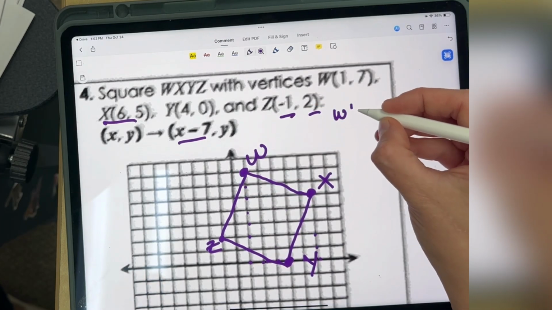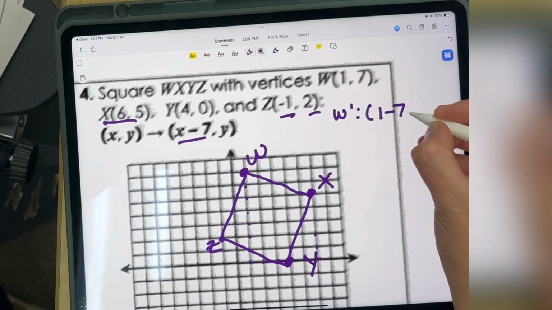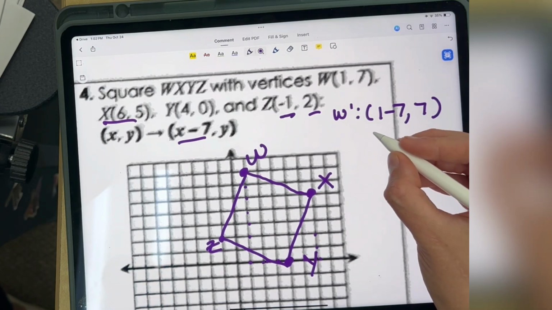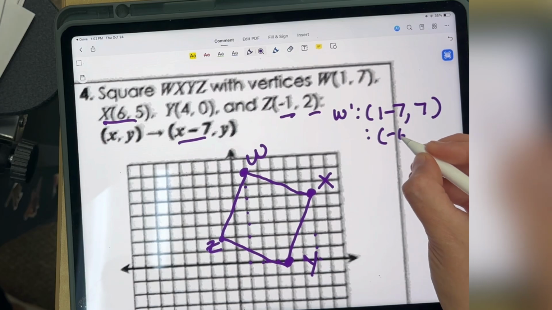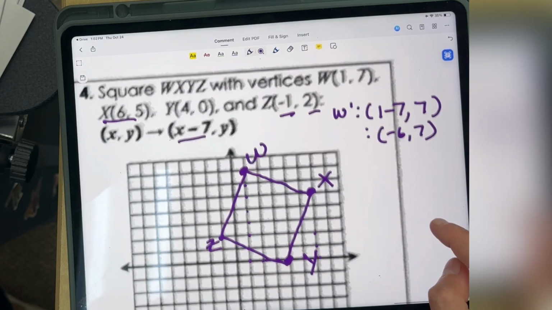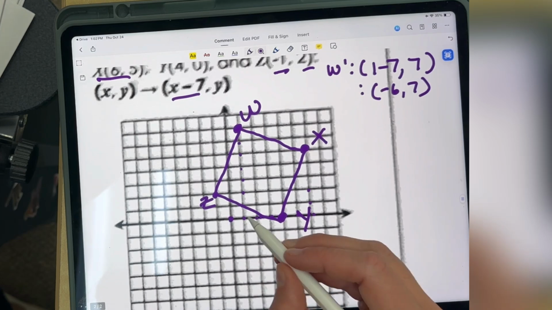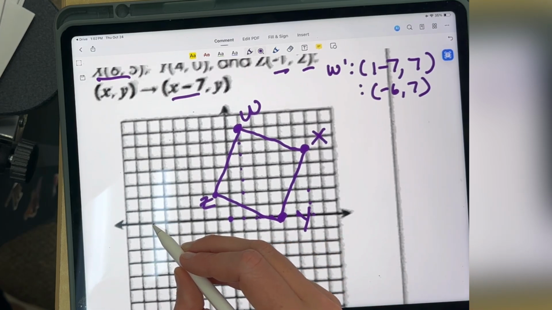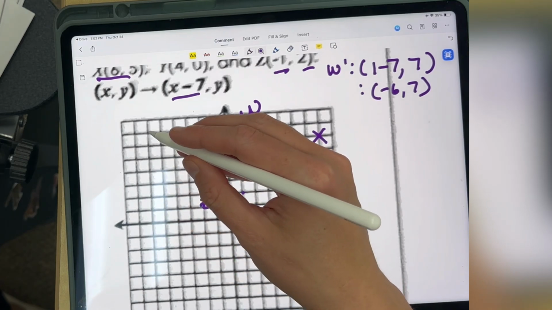So for W prime, it would be 1 minus 7, and then our Y value is 7, and you don't do plus or minus here. So W prime was 1 minus 7, which is negative 6, 7. So negative 6, so I'm going to go over 6 from the origin right here. 1, 2, 3, 4, 5, 6, up 7. 1, 2, 3, 4, 5, 6, 7.